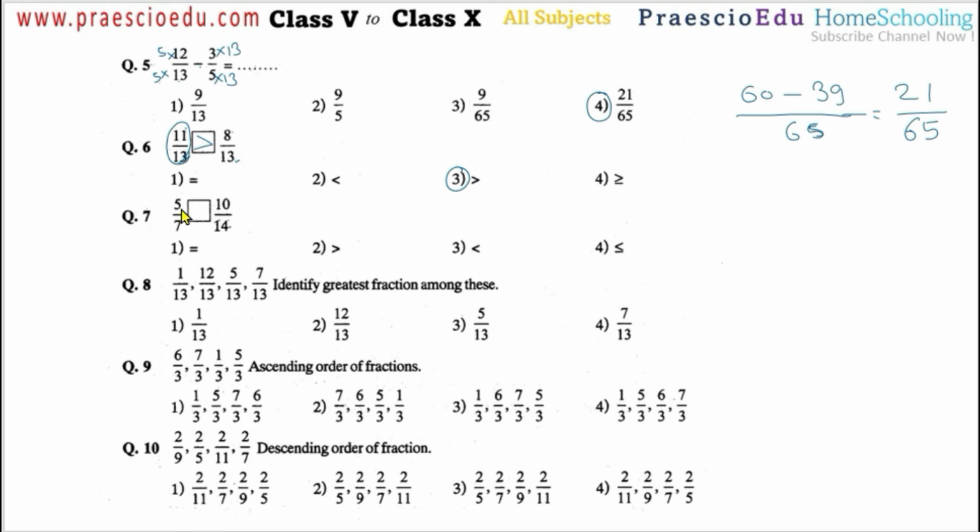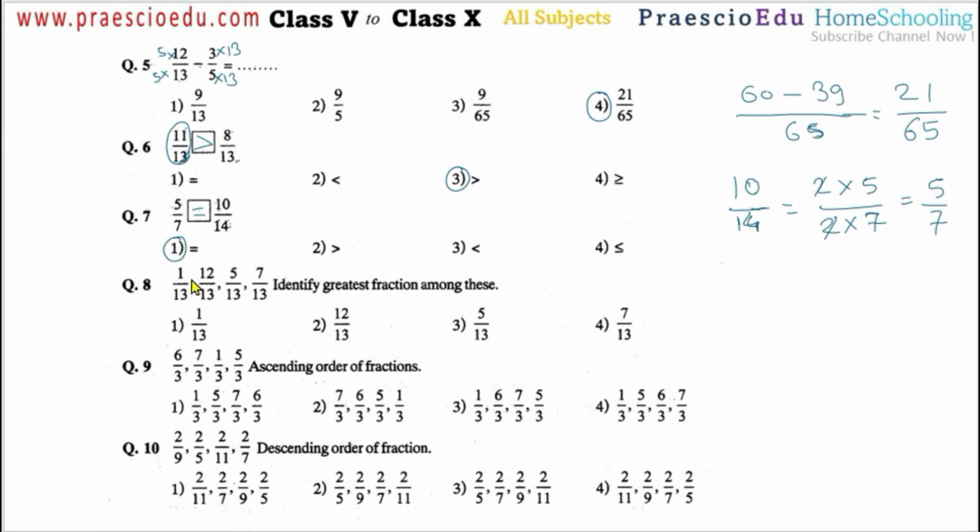Now question number 7: 5 upon 7, and there is a box, so 10 upon 14. We have to make a comparison. If you see 10 upon 14, there is a common factor, 2, because this is an even number and this is also an even number. 10 we can write as 2 multiplied by 5, and 14 as 2 multiplied by 7. So the 2s get cancelled, which means 5 upon 7, so both the fractions are the same. So here the equal sign, and the equal sign is given in option number 1.